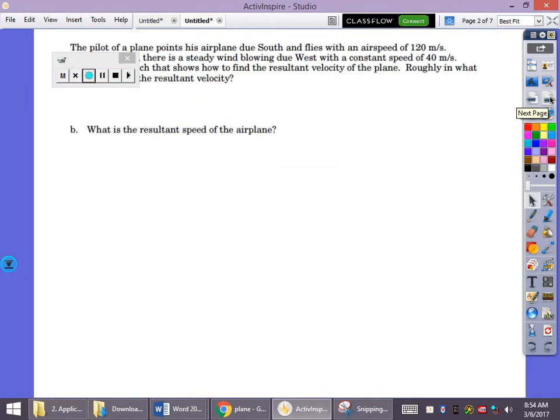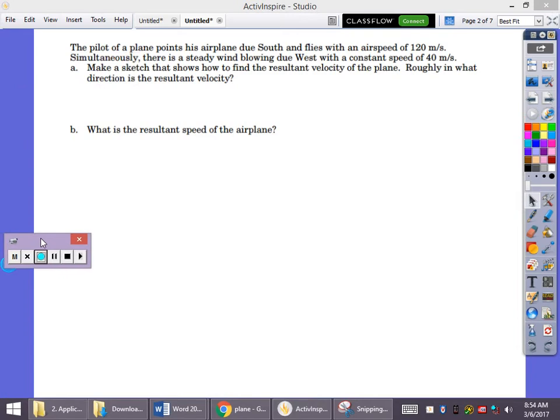Okay, so the first thing I have: the pilot of a plane points his plane due south. First thing, you need to make sure that you know your compass direction. These initial problems that I'm going to give you are going to be very simple. They would either be north, south, southwest, northeast, those types of things. The next ones that we move to will be slightly different, but I will try to make them as easy as possible too. So I have an airplane that points south.